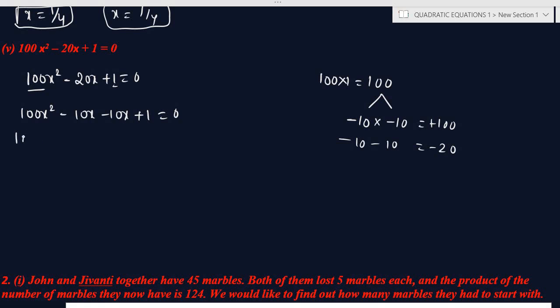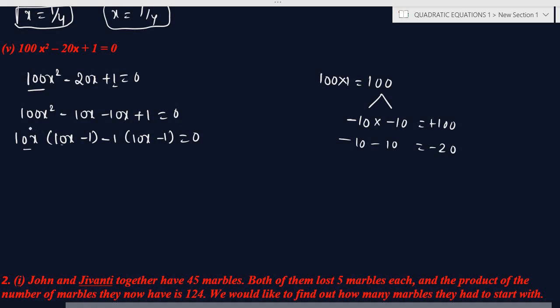I'll take 10x common here, it remains 10x minus 1. I'll take minus 1 common here, 10x minus 1, again it becomes minus 1 into 10x is minus 10x, minus into minus plus, 1 into 1 is 1.